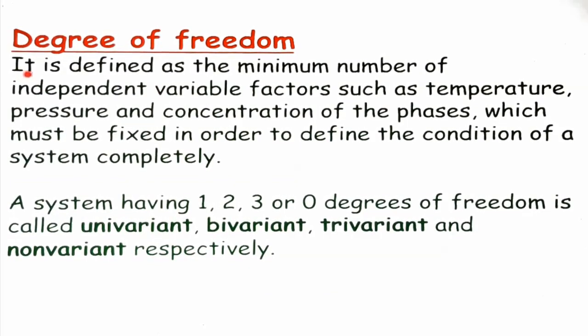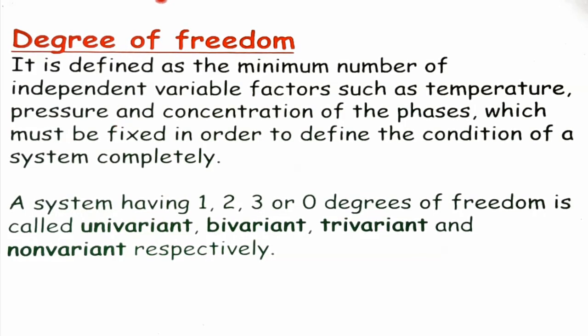So degree of freedom is defined as the minimum number of independent variables, factors such as temperature, pressure and concentration of the phases, which must be fixed in order to define the condition of a system completely. It means if 2 phases are in equilibrium, which variables like temperature, pressure or concentration we can change, by which that equilibrium will not be disturbed.